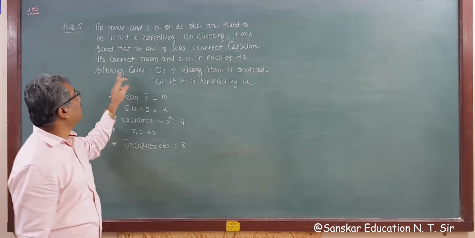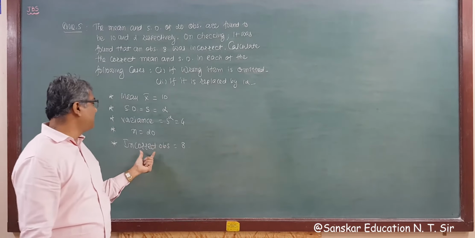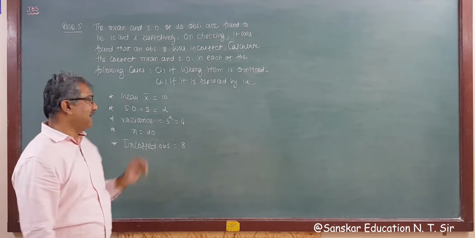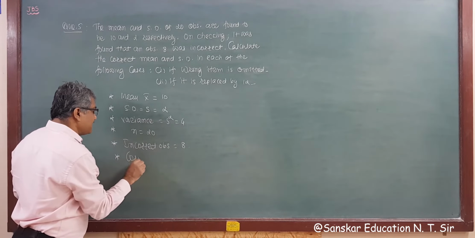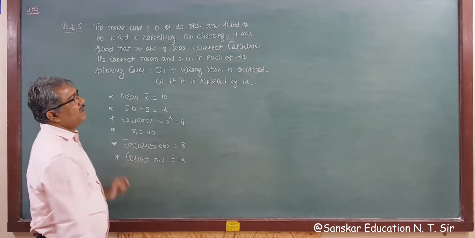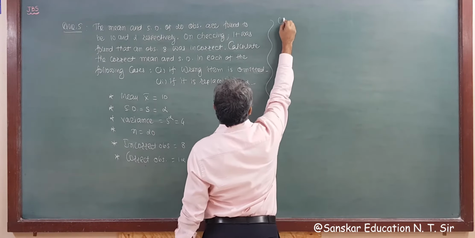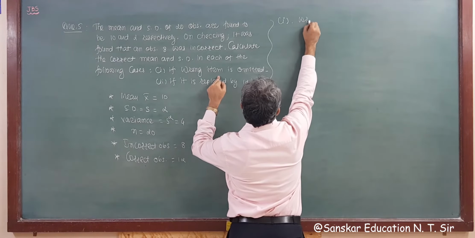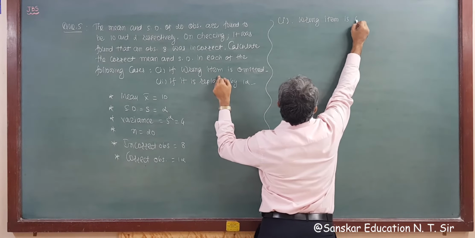In each of the following cases. Number 1, wrong item is omitted. Means you have to omit this wrong observation. And in number 2, if it is replaced by 12, that is, the correct observation is 12. So the second thing is given, correct observation is 12. Right? So first of all we calculate for part 1, that is, wrong item is omitted.